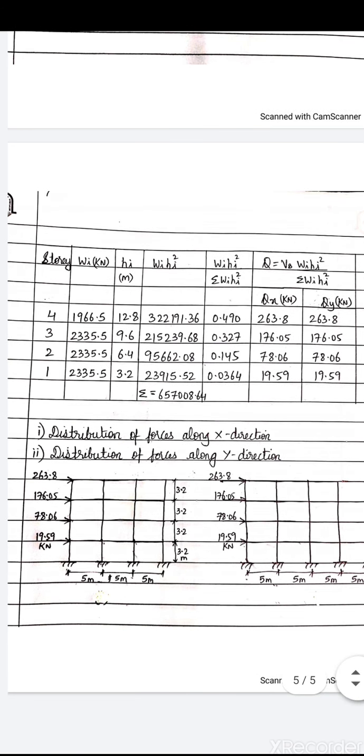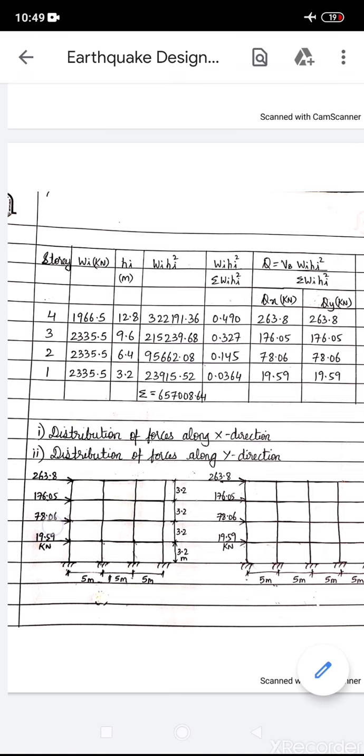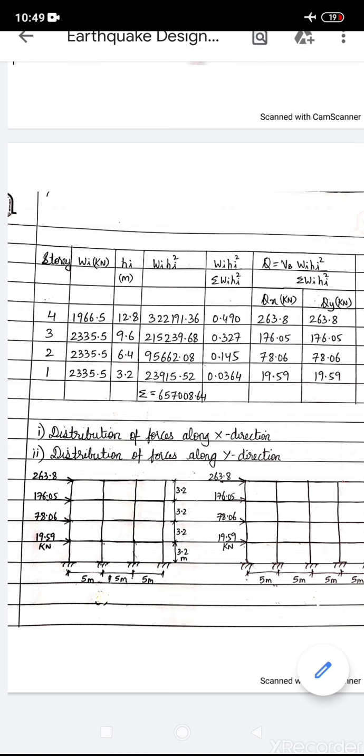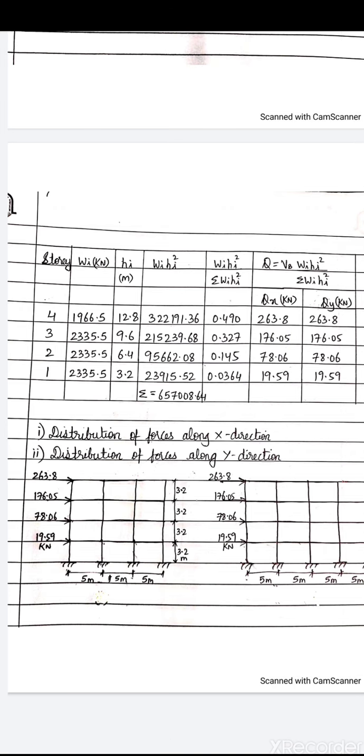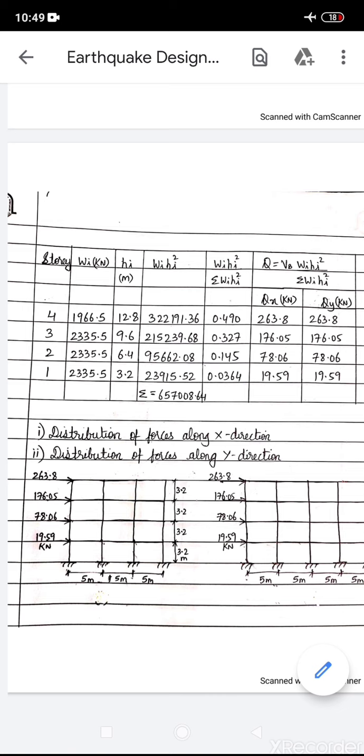And then finally you can draw the figure and show the forces on each floor in both the x and y directions. On the first floor it is 19.59, on the second floor it is 78.06, on the third floor it is 176.05, and finally on the roof floor it is 263.8. I have shown this in both the directions, x and y.